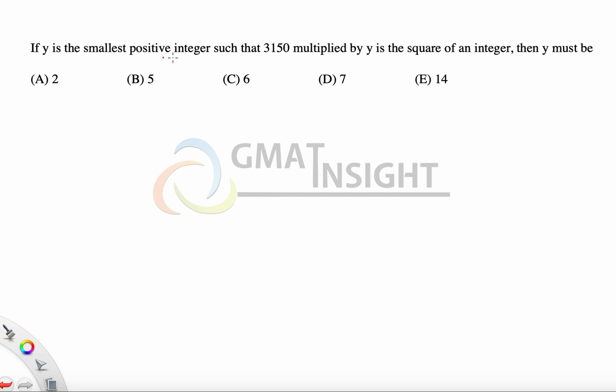If y is the smallest positive integer such that 3150 multiplied by y is the square of an integer. So let me quickly write it down. 3150 multiplied by y is the square of an integer. Then y must be what? Now, the first question is to understand what is the square of an integer.